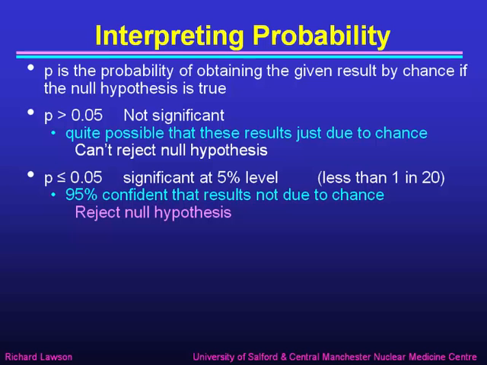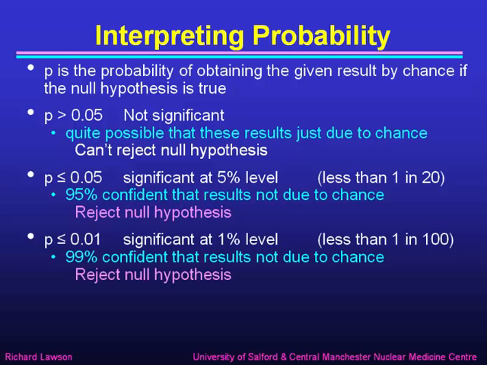P less than 0.05 is significant at the 5% level. It means that there's a less than 1 in 20 chance that we could have obtained these results with the assumption that the null hypothesis is true. Less than 5% chance of accepting the results means that we're 95% confident that they weren't due to chance. So we can reject the null hypothesis and accept the alternative hypothesis.